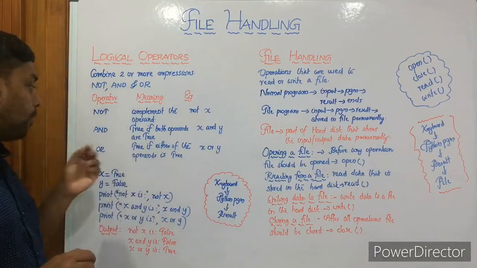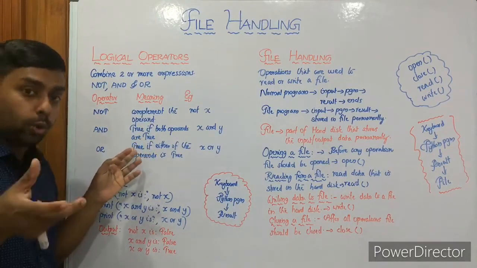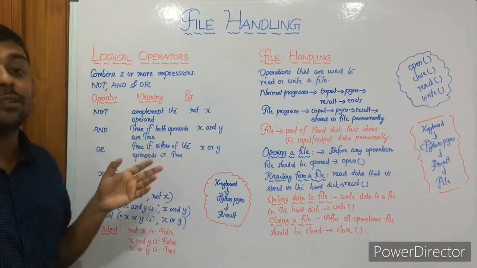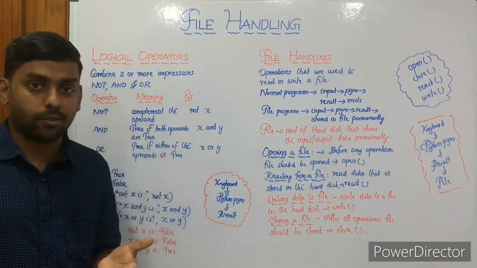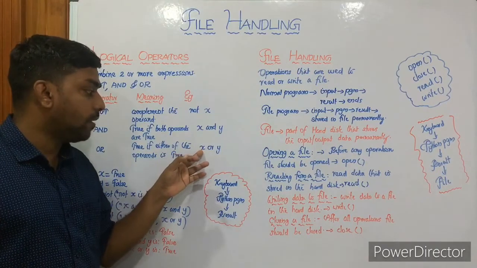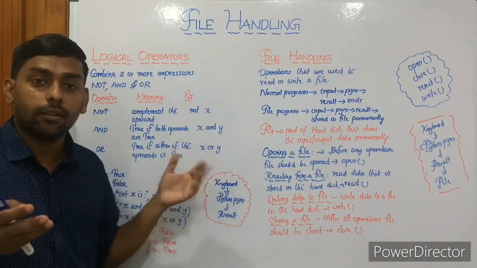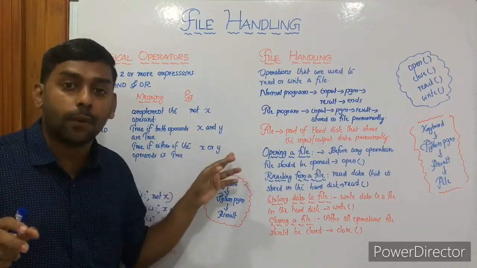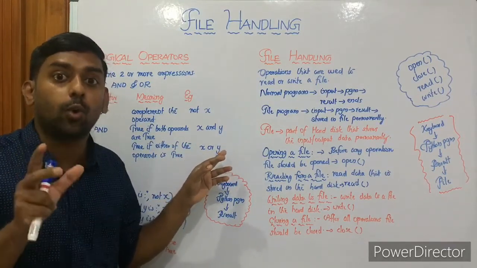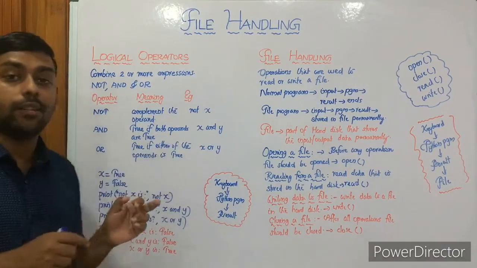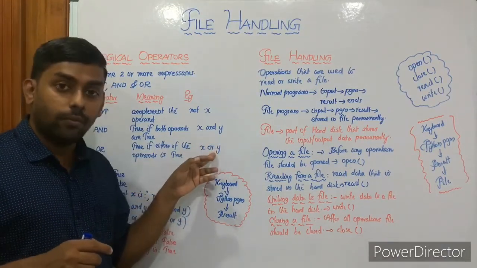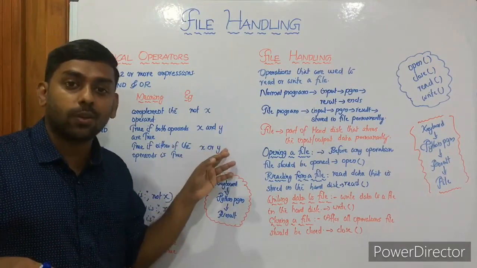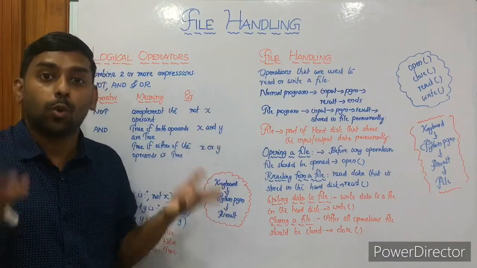Then or gives you the result true if either of the operands is true. Suppose the value of x is true and y is true. What will be the result? In the case of or, it is true. Suppose x is true and y is false. What will be the result? True, because either of the operands is true, right? Here y is true or x is true. Another case, x is false and y is true. At that time also we get true.